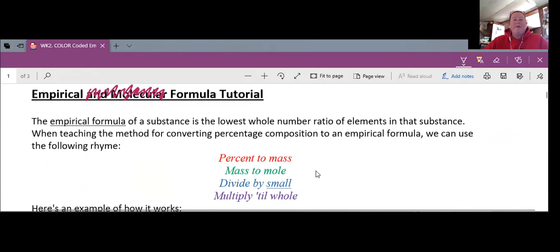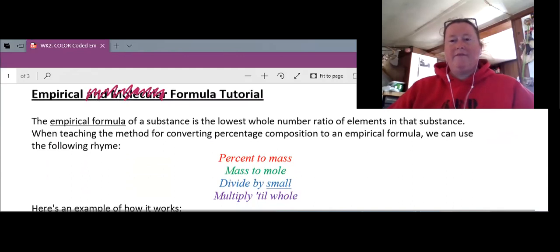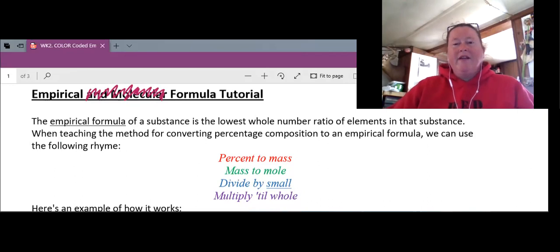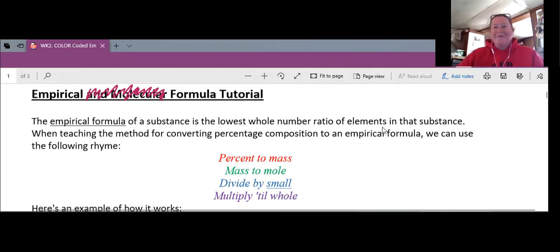There is a poem that we use, and the poem goes like this. I want to get into my poetry mode, so: percent to mass, mass to moles, divide by small, multiply till whole. There, that's the poem. Now let me show you how to use this.